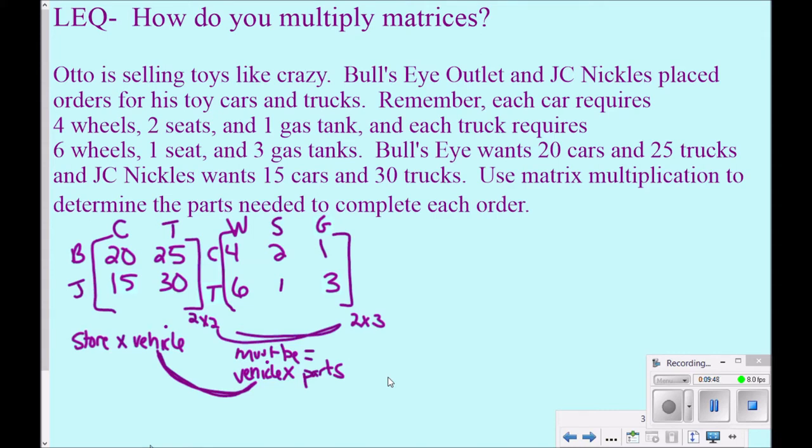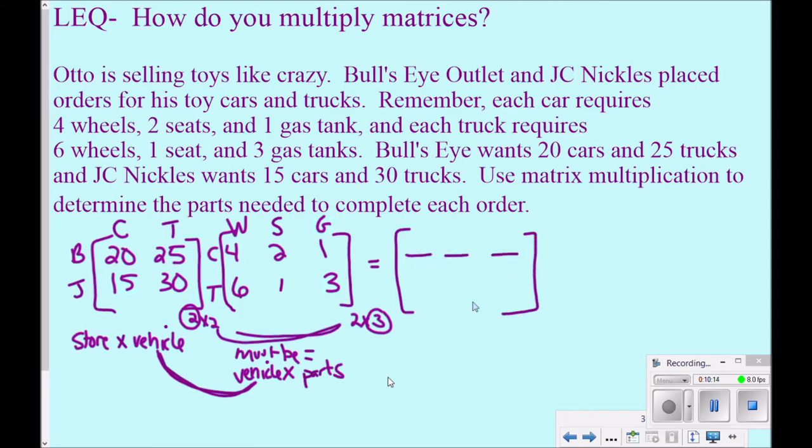So now I'm ready to multiply these. And I'm going to use the dimensions again. I'm going to look back here, 2 by 2 and 2 by 3. So to figure out what the dimensions of the product matrix are going to be, we look at the outer numbers or the outer dimensions, 2 and 3, so a 2 by 3 matrix is going to be my product matrix. So I'm going to go ahead and make a 2 by 3 matrix.